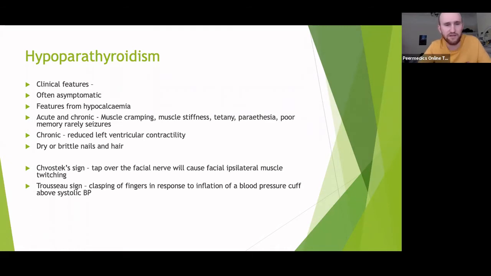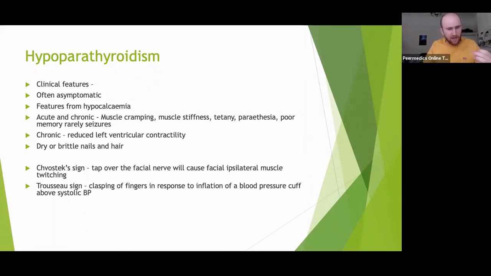These might become important in OSCEs if they ask you. Basically, when the pressure cuff is inflated to above systolic pressure, these patients get their fingers coming together, and their wrist flexes back a little bit. It seems like quite a subtle sign, but you do see it. There are some good videos that you can watch.